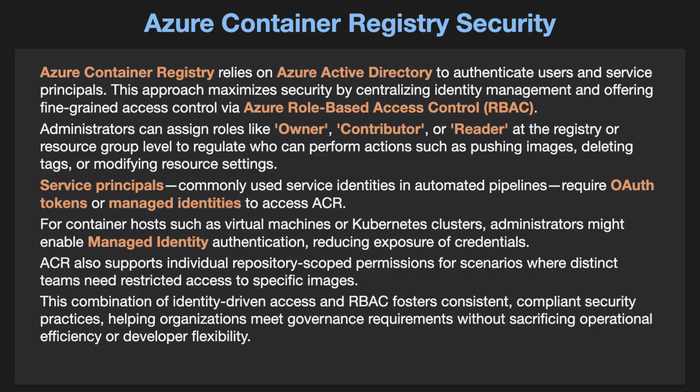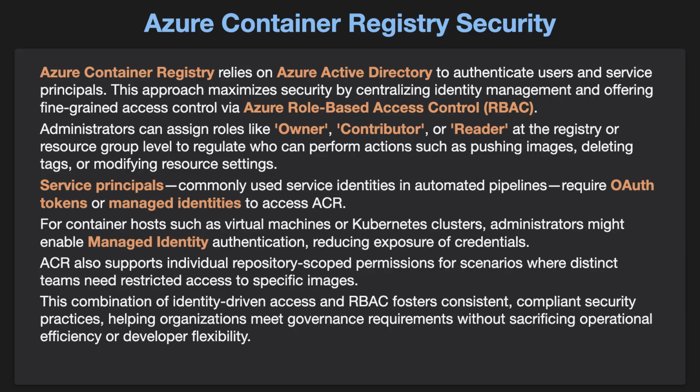Service principals, commonly used service identities in automated pipelines, require OAuth tokens or managed identities to access ACR. For container hosts, such as virtual machines or Kubernetes clusters, administrators might enable managed identity authentication, reducing exposure of credentials.